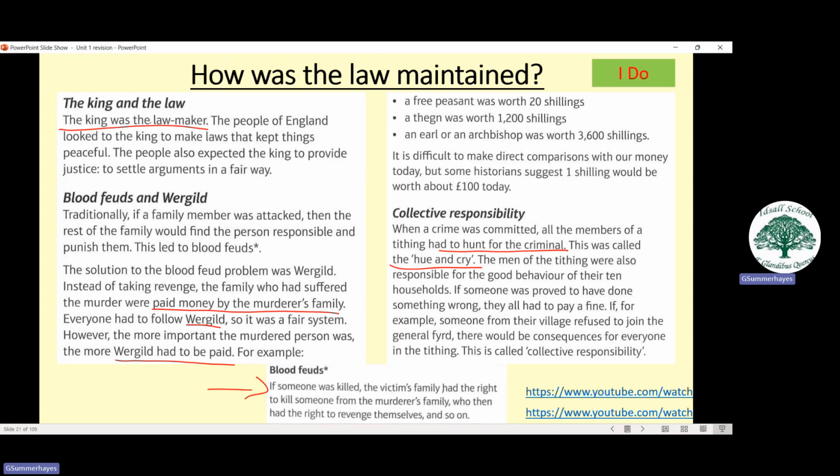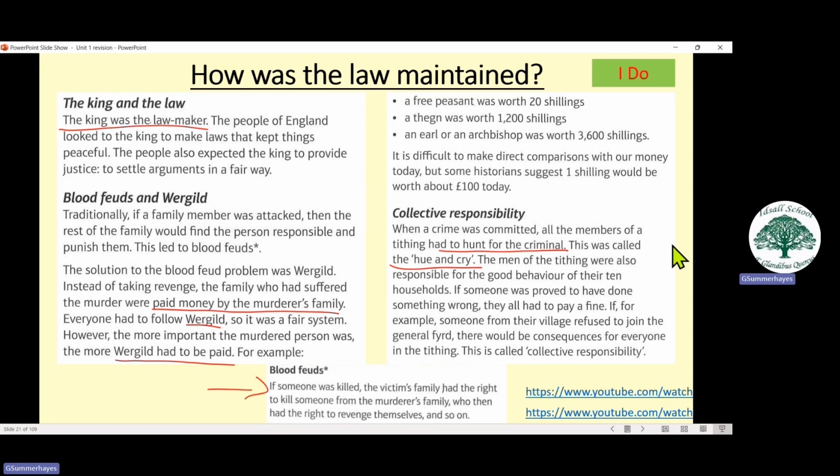And if you were a thane, you got 1,200 shillings. If you're a peasant, it was only 20, but if you're an earl or an archbishop, it was 3,600 shillings. And so, there's a bit of a comparison to today's money there as well.